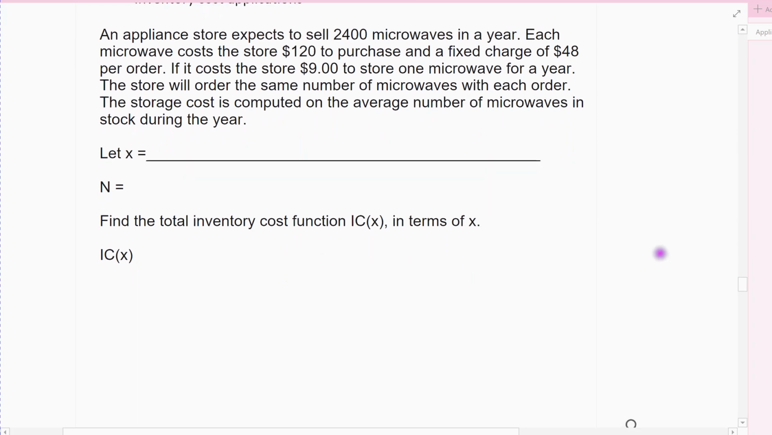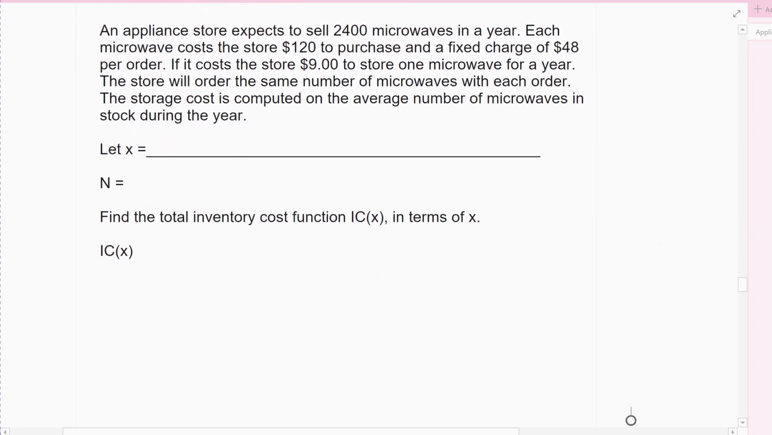I've got an appliance store that expects to sell 2,400 microwaves in a year. It's always based on a year. Each microwave costs the store $120. That's the price of the microwave from the manufacturer. They order the microwaves from the manufacturer to put in their store. That's the baseline cost. There is a fixed charge, it's the same every time, of $48 per order. So whether they order 10 microwaves or 20 microwaves, there's an ordering fee of $48 every time.